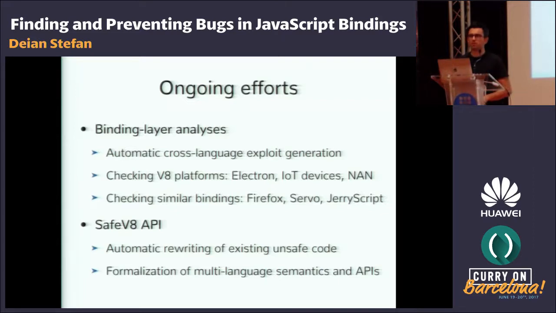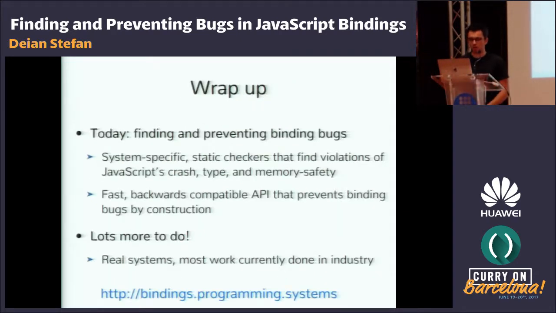So that's looking at the checker side. On the Safe V8 API side, we're looking at automatically rewriting this in safe code. We've already done part of that, but we want to show that when you do the rewriting, it actually preserves semantics and gives you correctness. And part of that effort is also formalizing these multi-language systems and looking at this API from a formal lens.